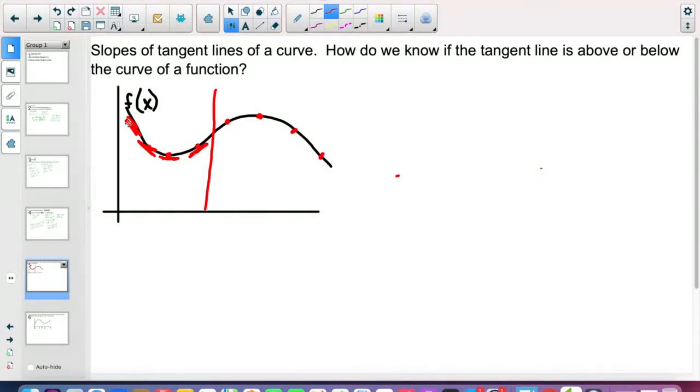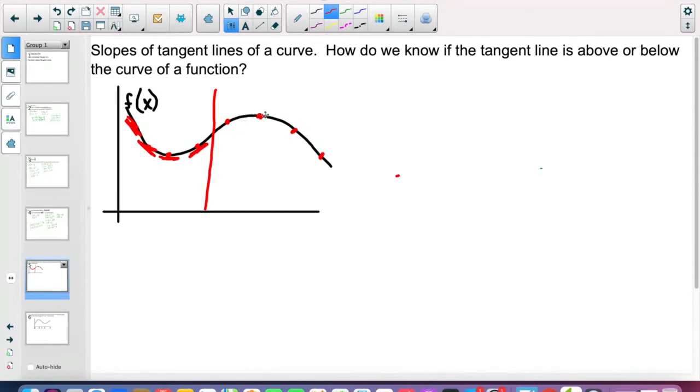So look at what's happening to our tangent line slopes as we move underneath this curve. Aren't the slopes increasing? So when our slopes are increasing, our tangent lines will be drawn below the actual curve.